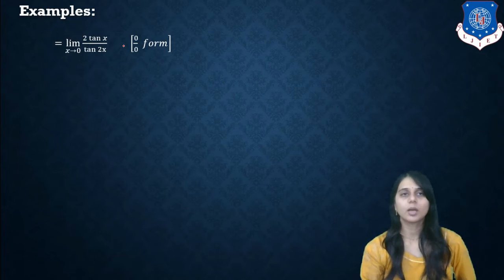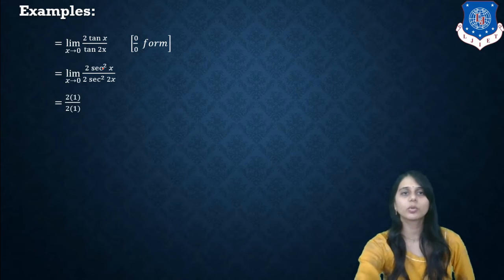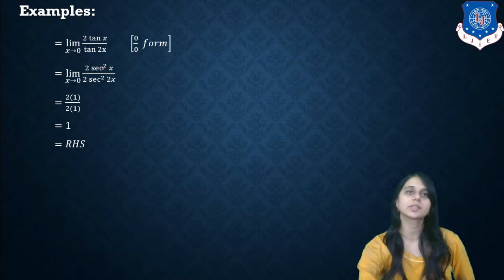Applying L'Hopital's rule, we get 2 tan x upon tan 2x. It is 0 by 0 formation. Again differentiating numerator and denominator, we get 2 sec square x upon 2 sec square 2x. It is 2 into 1 and 2 into 1. Answer is 1, which is the RHS.